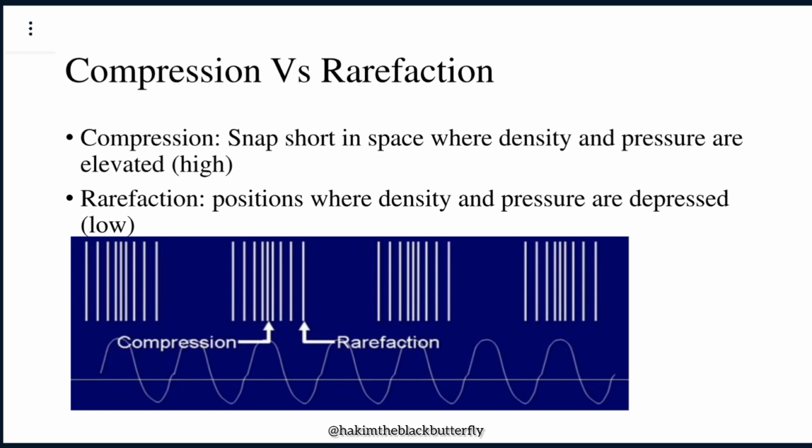Compression and rarefaction, compression versus rarefaction. The points where molecules come close to each other to exchange energy are called compression regions, whereas the points where molecules move far apart are called rarefaction regions. For example, when the molecules are coming close to each other like this, here they are exchanging energy, here they are moving far apart, exchanging energy, moving apart, exchanging energy, as one molecule is coming, going back, coming, going back. So this compression region is a crest, whereas the rarefaction region is a trough.